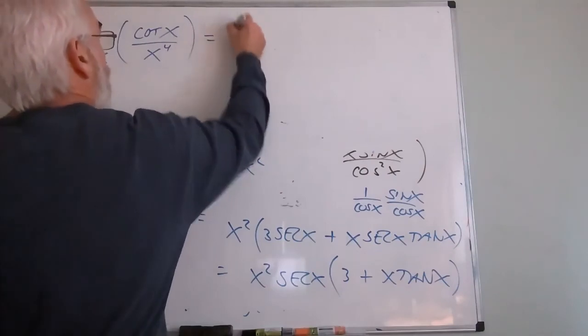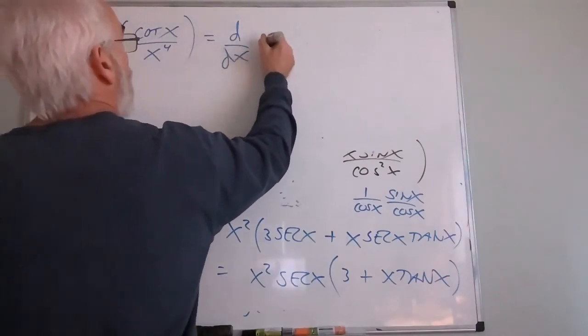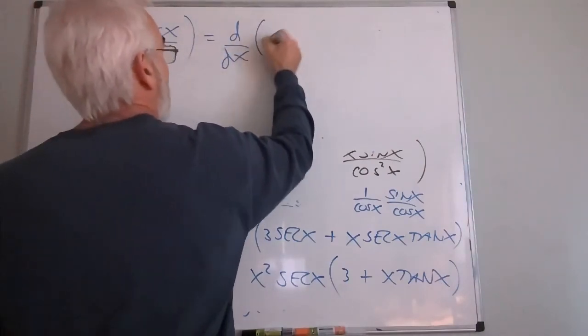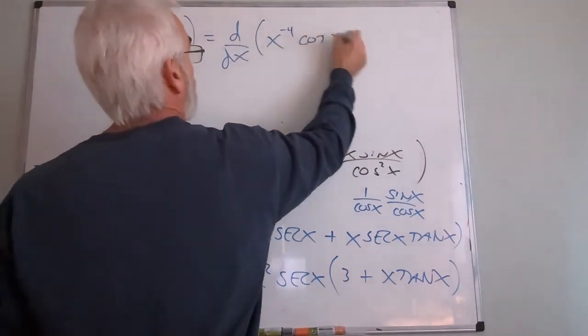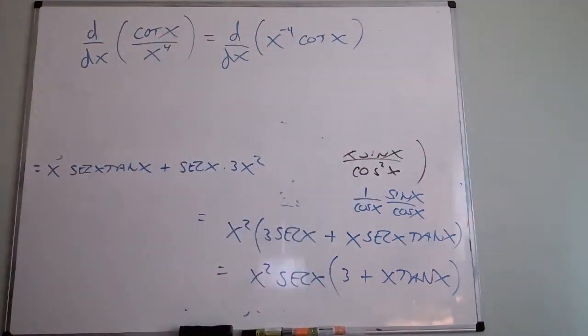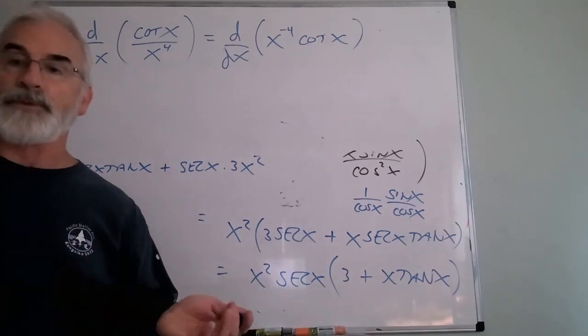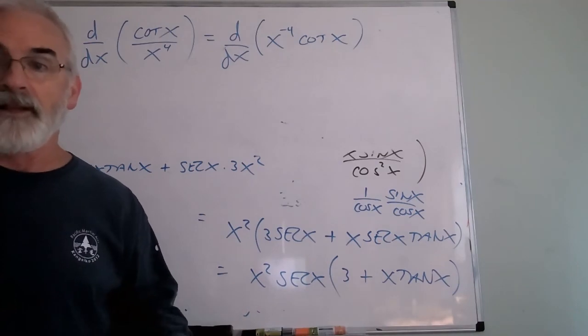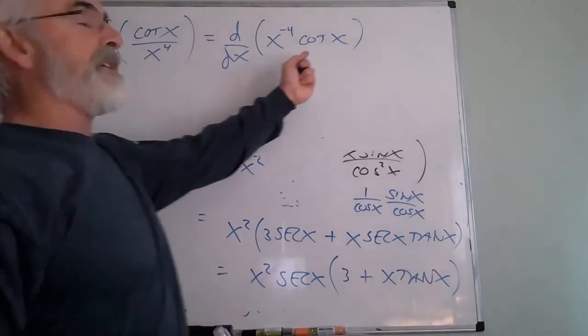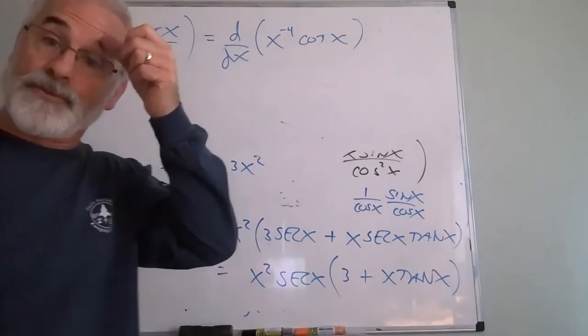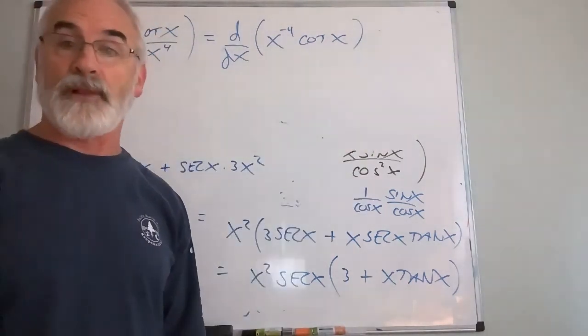So in this case, what I would like to do is rewrite this as x to the negative 4th times the cotan x, because I know that's the same thing. Now, a negative exponent should not show up in a final answer because we would consider it not to be simplified. But you'll find that if you do it in this form, you'll get to your final answer sooner, and there will be just less manipulation.